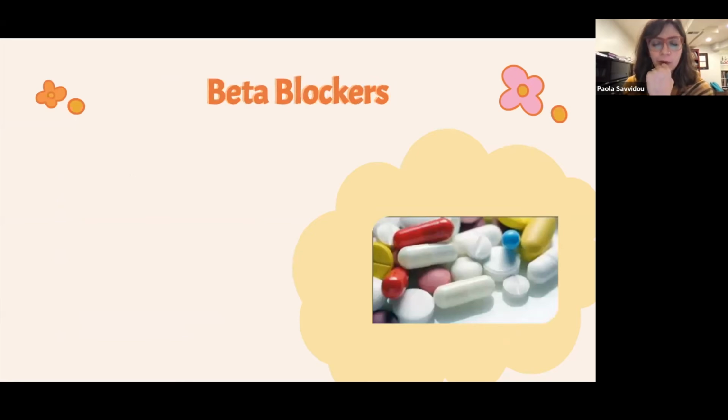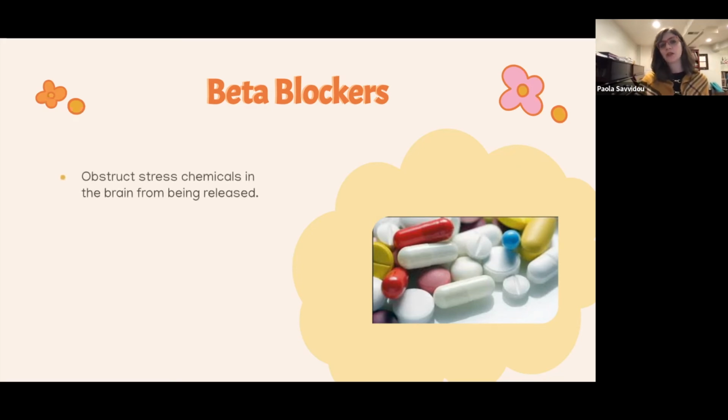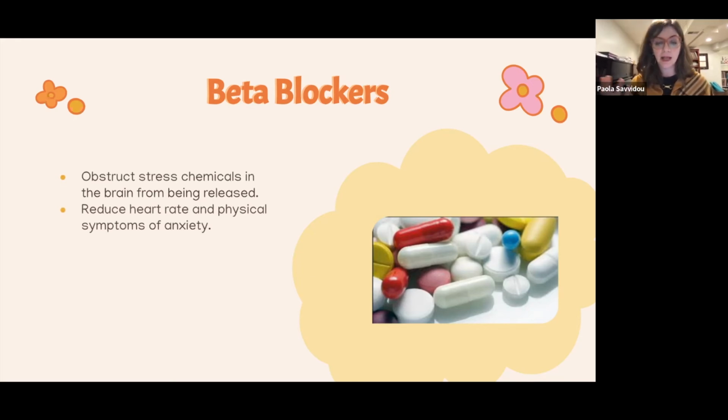And then no performance anxiety discussion would be complete without just discussing beta blockers quickly. And some of you may have already used them. So this is basically medication that obstructs stress chemicals in the brain from being released. They reduce the heart rate and the physical symptoms of anxiety. It's not something you pick up over the counter, but you need a prescription for it. They're considered safe when used correctly and with a prescription and appropriate dosage.